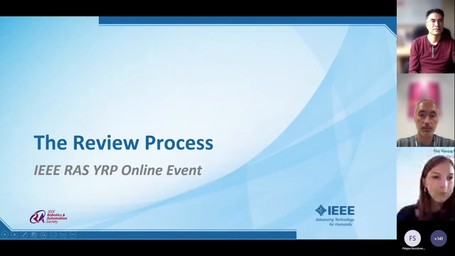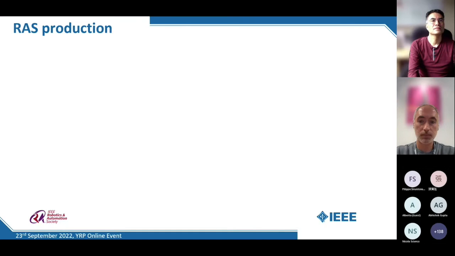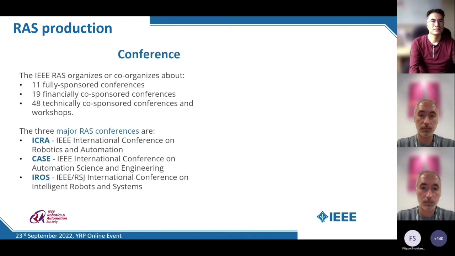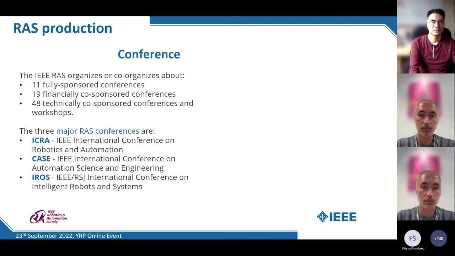Okay, so this third part of the event will be about the review process. I hope to answer some of your questions already with this presentation. So let's talk first of all about the Robotics and Automation Society production. The Robotics and Automation Society includes both conferences and journals. But let's start with conferences.